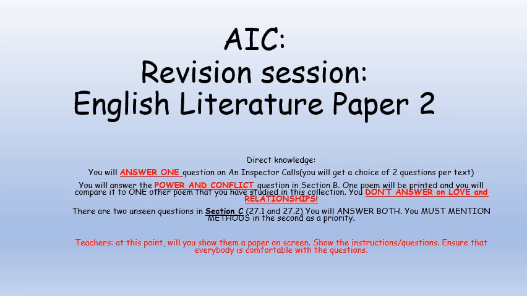Okay, you then move to Section C. Section C has two questions. You answer both, so you must mention methods in the second question as a priority. So you're going to be answering 4 questions on this exam, 1 on An Inspector Calls, 1 on power and conflict, and then 2 from Section C on unseen poetry.